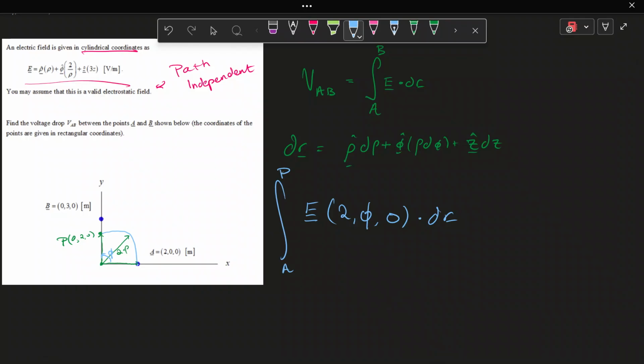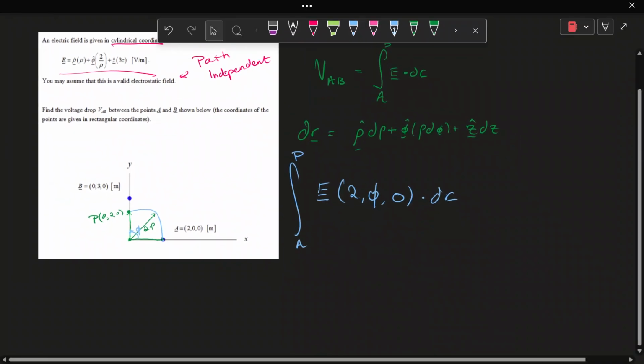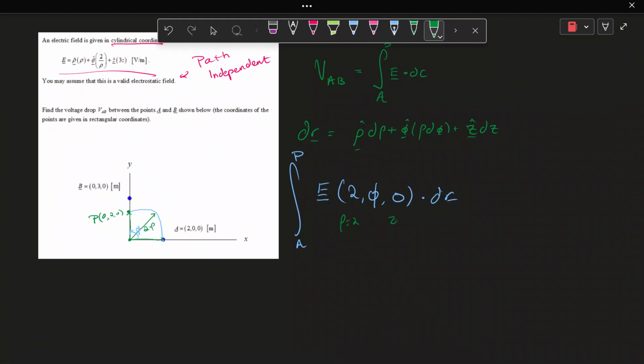We chose this. Now, what is E where rho is equal to 2, phi is a variable, and z is equal to 0? Well, E will then be equal to 2 rho hat plus phi times 2 over 2, which is 1, plus z hat times 3 times 0, which is again 0 here.